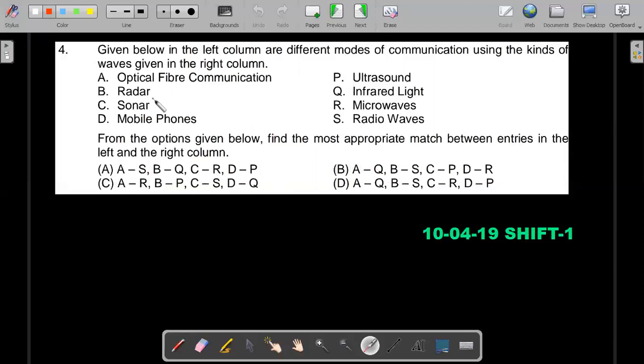Okay, so we should realize that out of these four, sonar, which means sound navigation and ranging, that's the full form of sonar, is the only sound wave among these, right? So this is sound, all others are electromagnetic waves. So out of these, the sound part is only here. So C should match to P, and which of the options has C to P? Only one option. So that should be the correct answer. The rest of the things also you should be able to know.